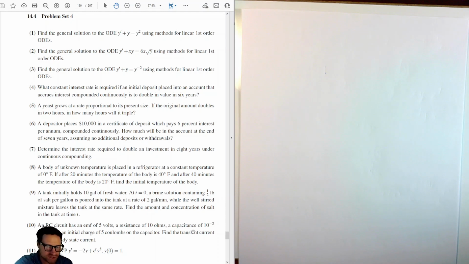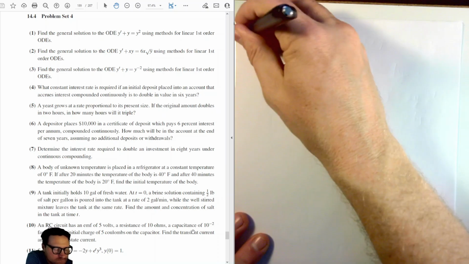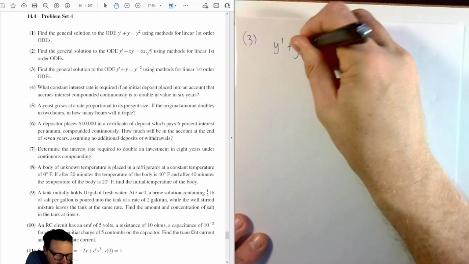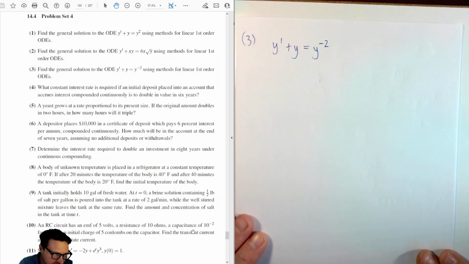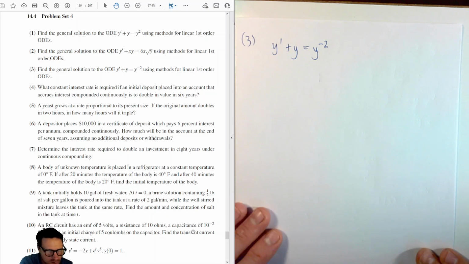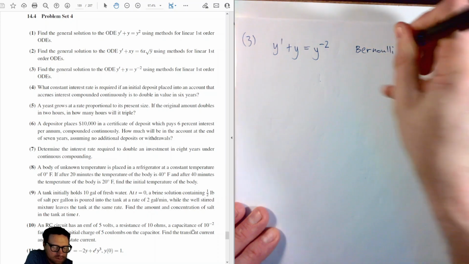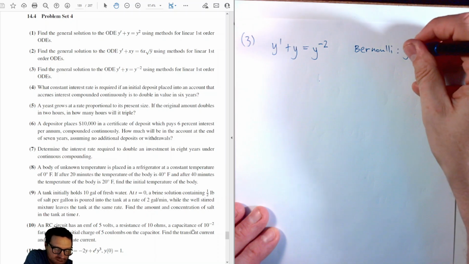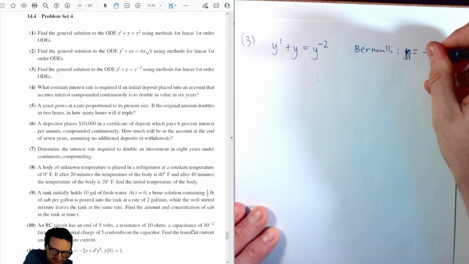So let's move on to question 3. Find the general solution to the differential equation y dash plus y equals y to the minus 2 using methods for first order linear ODEs. Okay, so this is a Bernoulli equation, with n equal to that exponent there, minus 2.